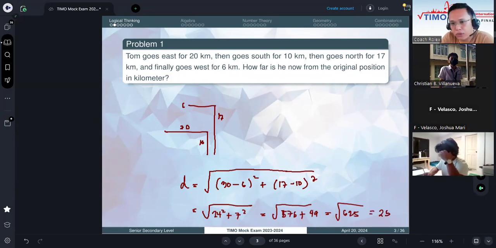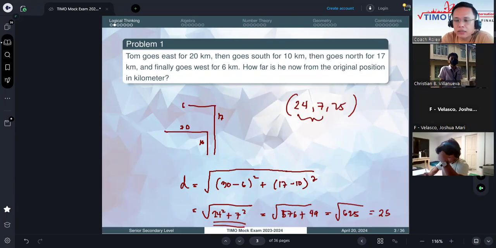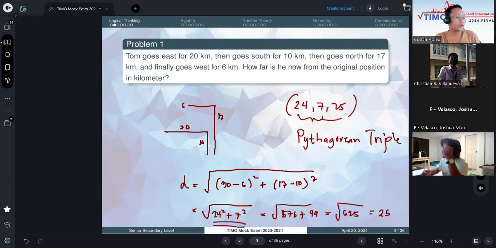Now from this part here, you know that 24, 7, and 25 is a Pythagorean triple. So the 24 and 7 are the two sides of the triangle, you know that the third side can be 25. This is a Pythagorean triple, meaning these values as side lengths of a triangle can constitute a right triangle. Any question for this item?